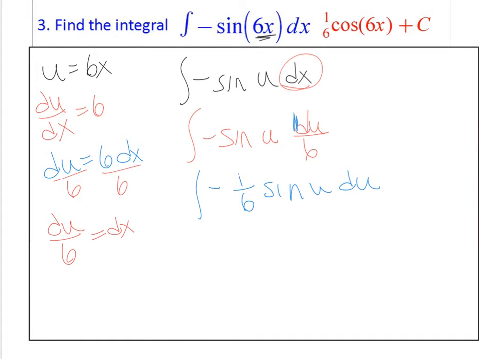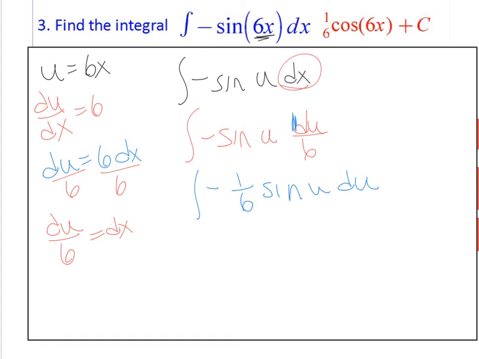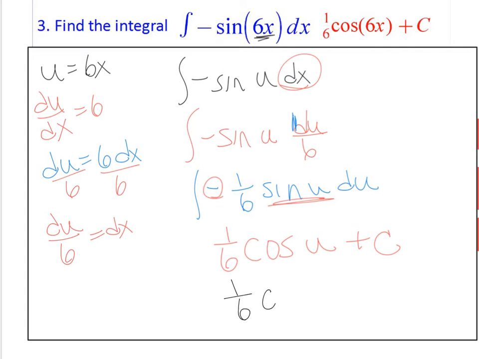So now for the antiderivative, you look at the formulas, negative of sine u has an antiderivative of cosine. Bring down the 1/6. Plus c because there are no numbers on our integral. And then the last step is to replace the u with what we originally said u was in the beginning.